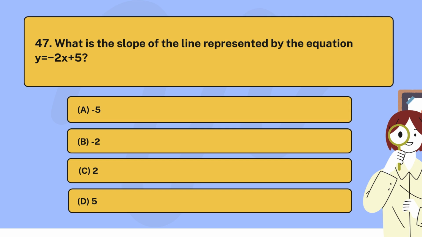Question 47. What is the slope of the line represented by the equation y equals minus 2x plus 5? A. Minus 5. B. Minus 2. C. 2. D. 5.